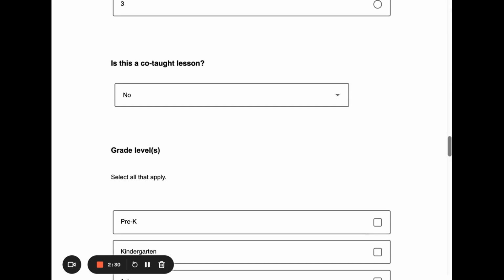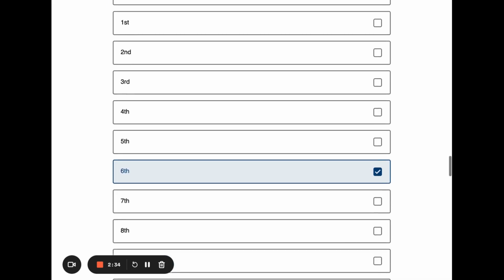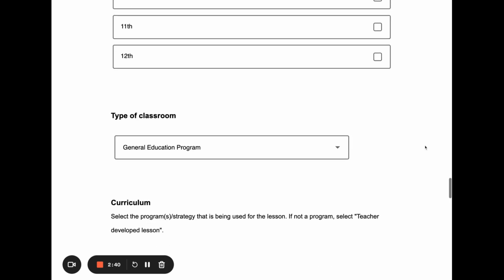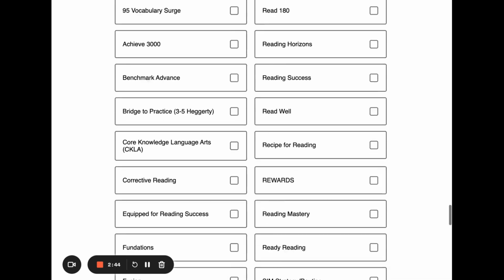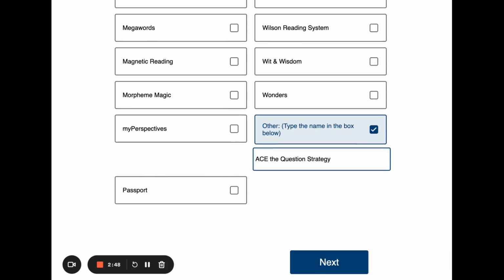This is not a co-taught lesson, and he teaches in 6th grade. The curriculum being used for this lesson includes a strategy called ACE the Question Strategy. It wasn't listed, so I clicked Other and added ACE the Question Strategy in the text box.